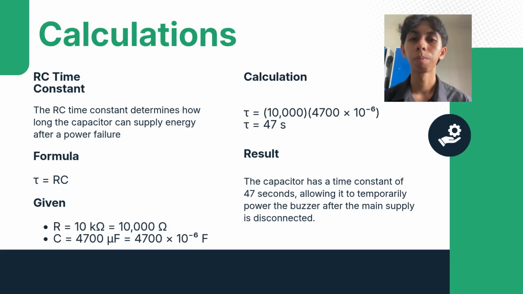These results show that the capacitor plays a crucial role in ensuring the reliability of the system. It provides short-term backup power and helps the circuit detect and alert users to a power failure immediately. Overall, the calculations confirm that the power failure alarm circuit can operate effectively during a power interruption and successfully perform its intended function of providing an audible warning.